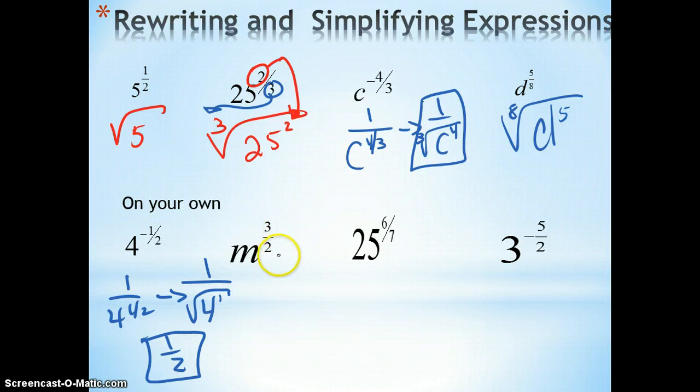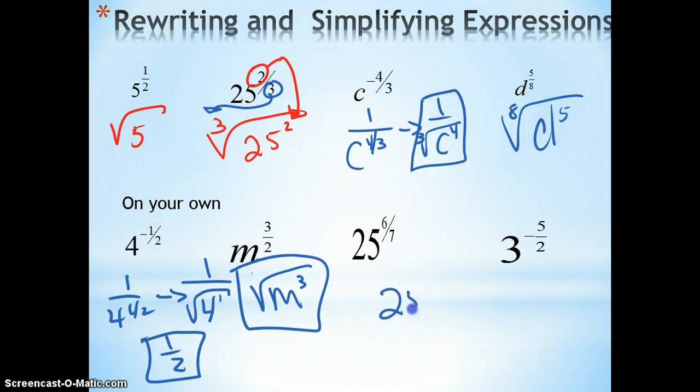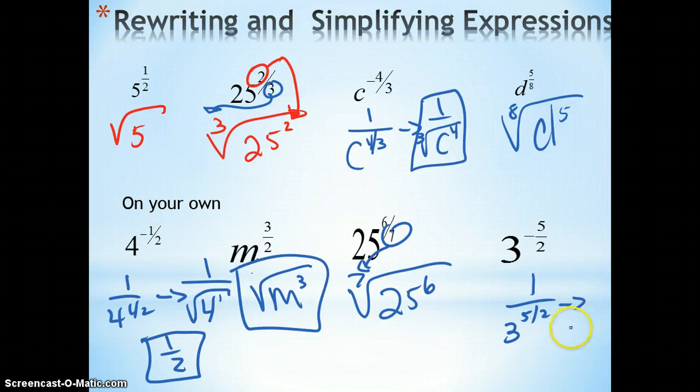The next one, m to the third over 2. Notice this is an improper fraction. It's m to the third under a square root. I'm not going to write the 2 on this one. And that is your solution. 25 to the 6th, all under the 7th root, because the 7 tells us what the root is going to be. And the final example is a negative power, so we're going to switch it to the bottom, make it a positive exponent, and then we're going to rewrite it as 1 over, and it's going to be 3 to the 5th under a square root, because this 2 tells us it's a square root.